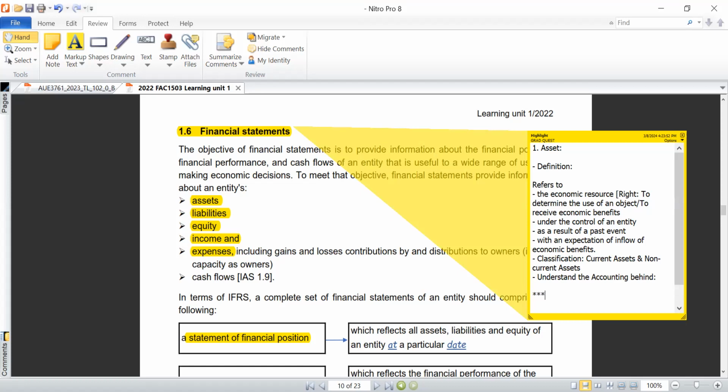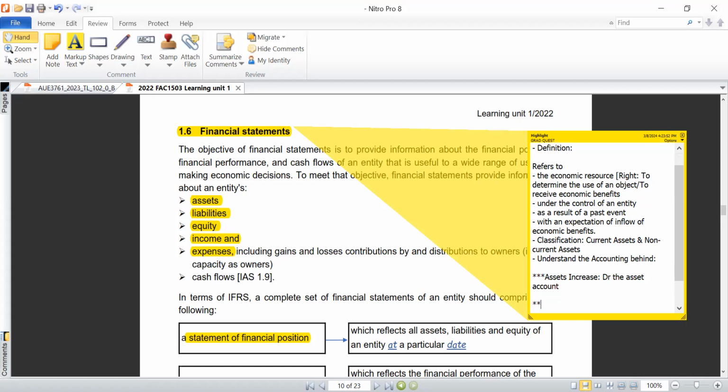under what circumstances would we see assets increasing? So when you're saying assets are increasing, what would be the cause and how do you account for such an increase in assets? So obviously, we will have to debit the asset account. I will illustrate on the whiteboard what I'm writing down for you, right? And then when assets decrease, what is the accounting behind it? Obviously, we would have to credit the asset account.